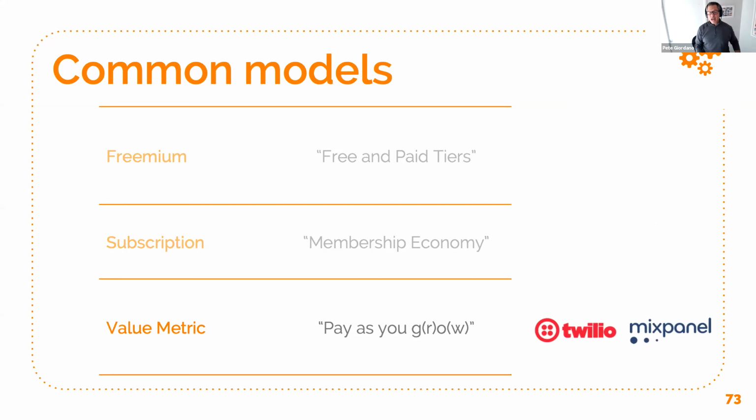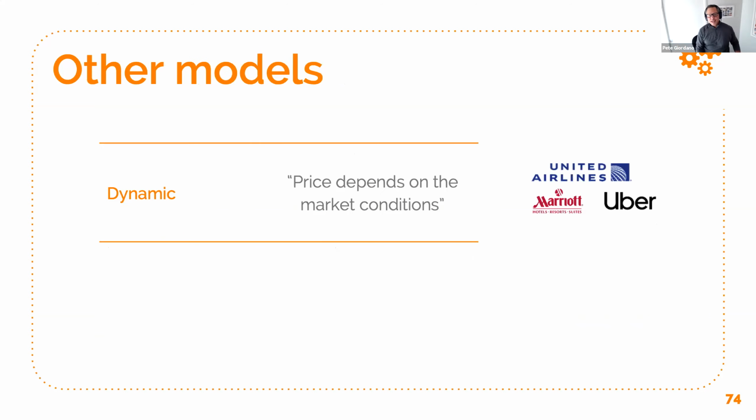The next one, value metric. This is something we're going to talk a lot about. This is the standard model we see a lot: pay as you go, or as you grow. Twilio, a great example, charges by a metric called API calls. There are other models here too. Dynamic, you might see this in the wild. This is the travel industry. This is Uber. Uber captures value based on market conditions, based on supply and demand. This works well when supply is constrained.